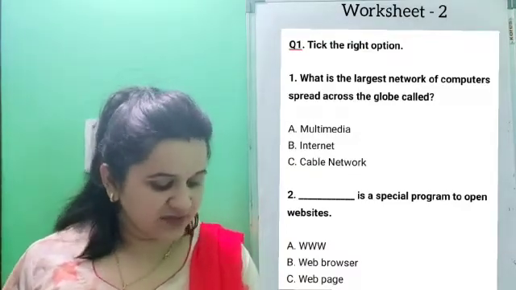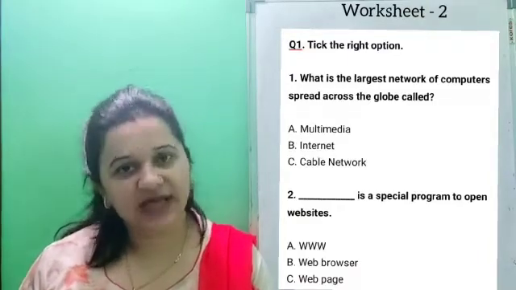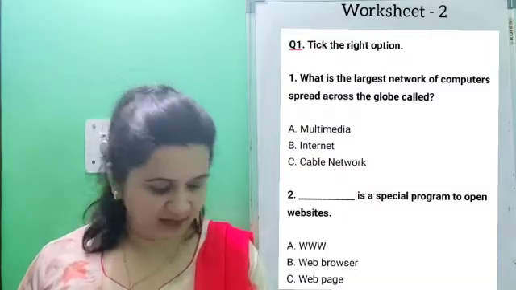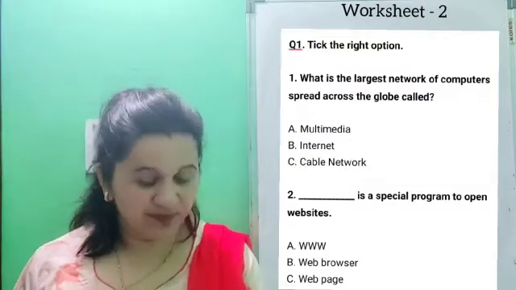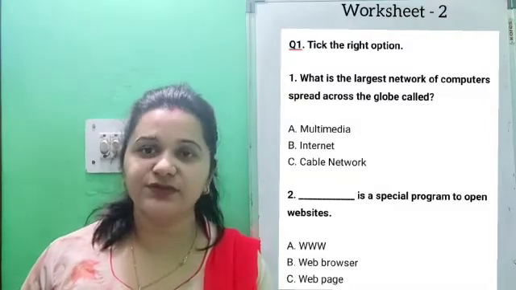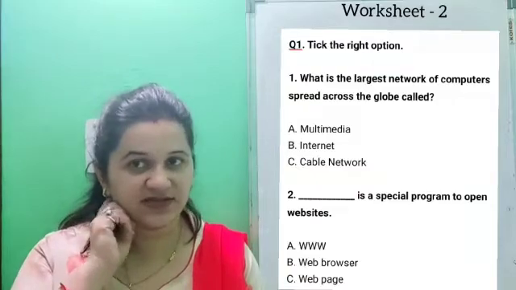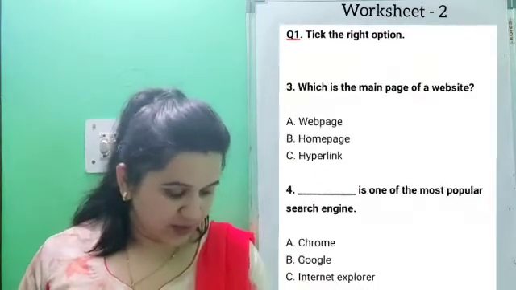Second, dash is a special program or software to open websites. Options are A. www, B. web browser, and C. web page. So which of them is used to open the websites? Now the third one.